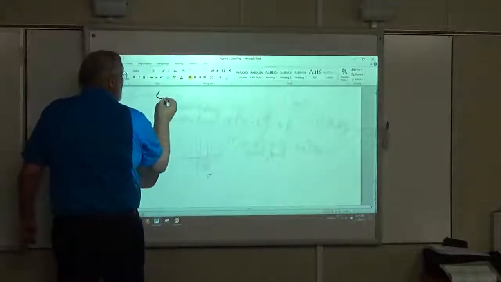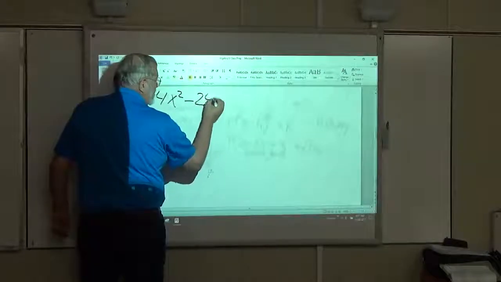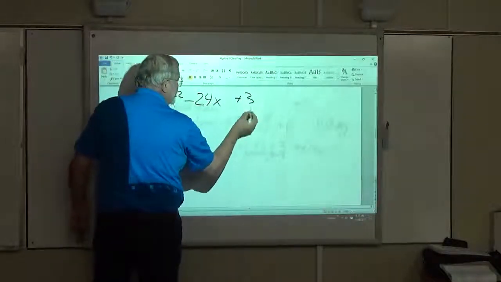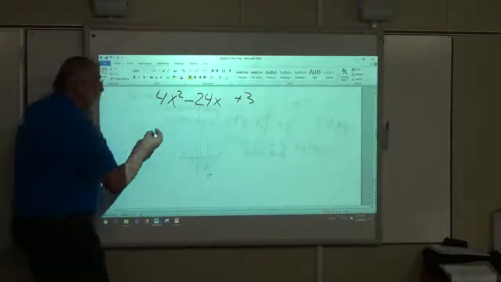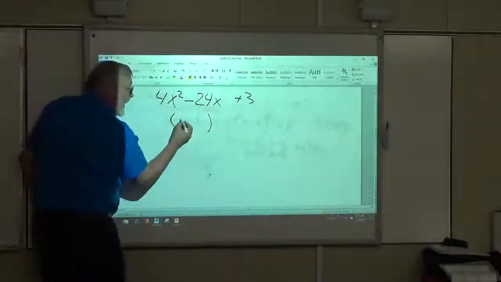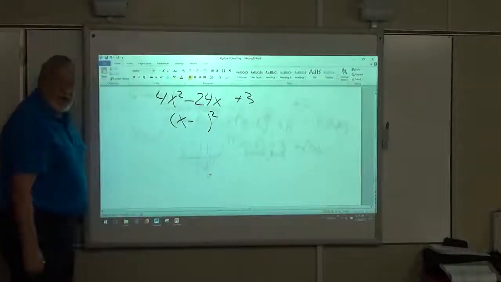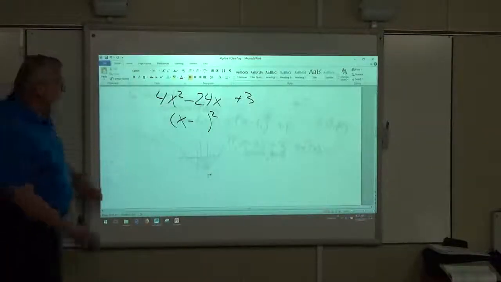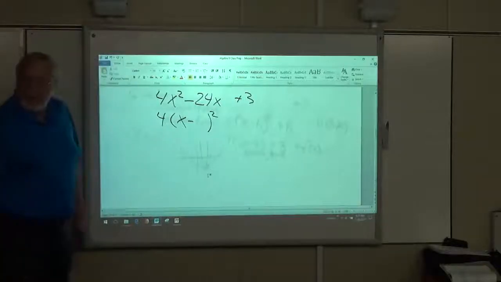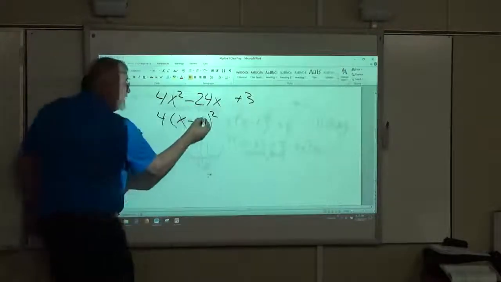Now let's say that I had this. That's a similar problem, right? In order to be able to get the vertex form, I need x, in this case, minus something squared here. In order to get that, I've got to take the 4 out. So if I factor the 4 out of here, the 4 goes there. Now, what happens when I factor a 4 out of here? What's left? 4 times what? 6. So this is minus 6.